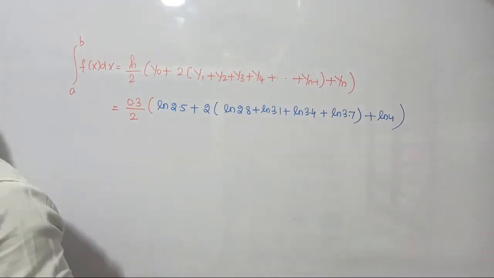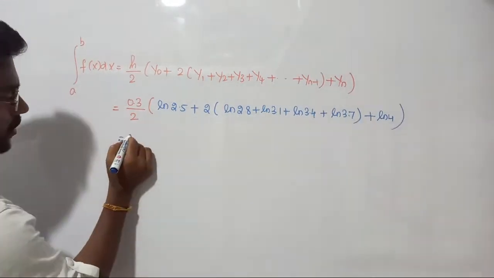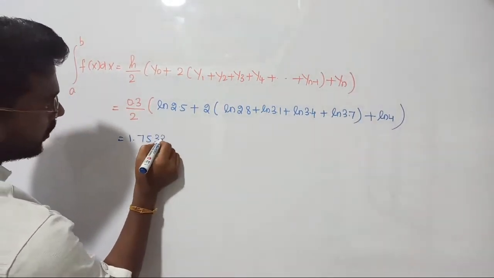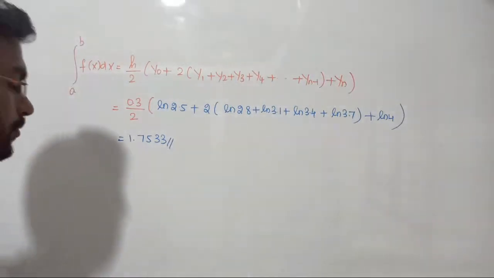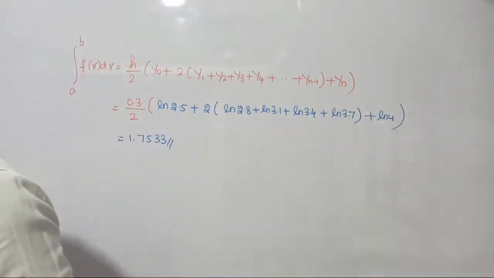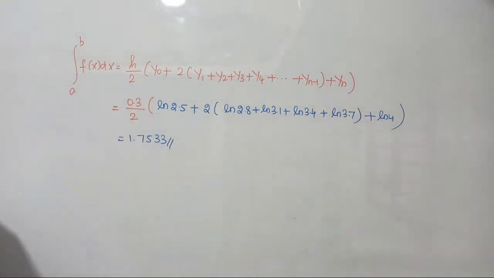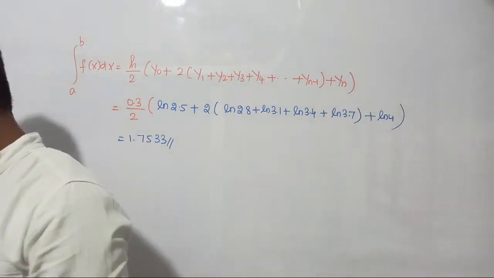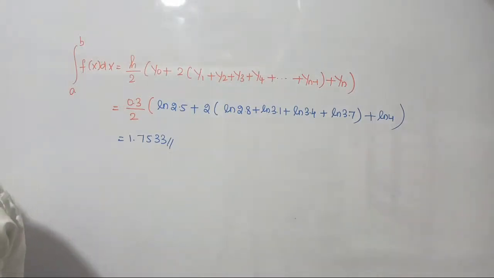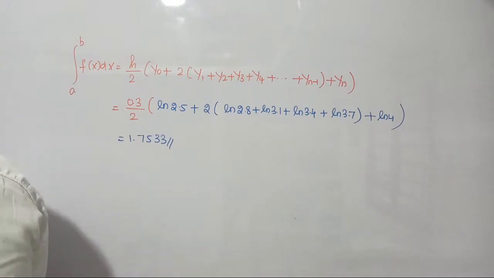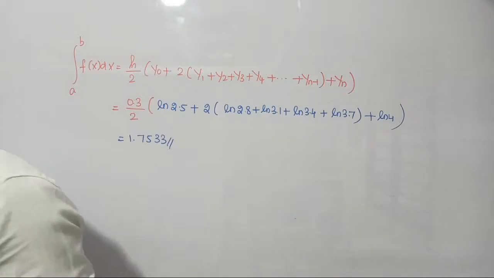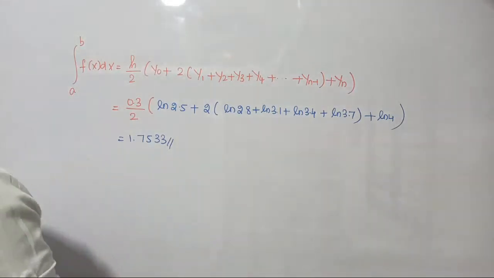1.7533, right? So the answer that I am getting for this function is 1.7533. That's all. Clear, right? Fine. Next question. Let's try and bring the answer for the next question. Simpson 1/3 rule once again. You are requested to solve this equation by Simpson 1/3 rule only. Let me rub this one.